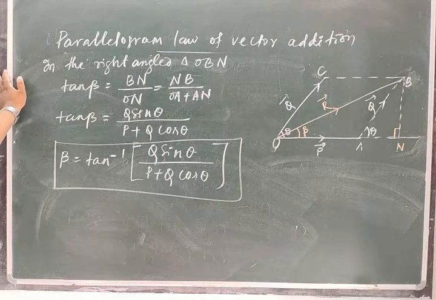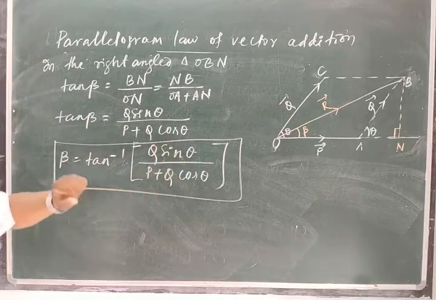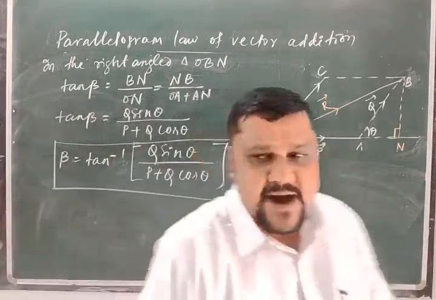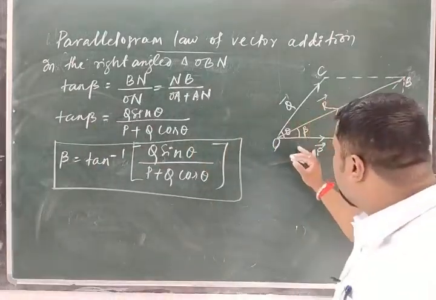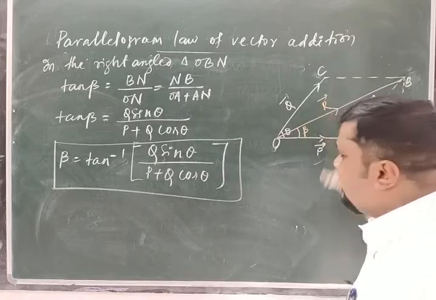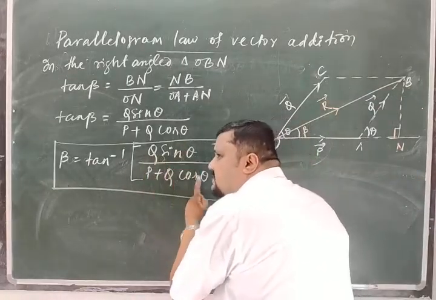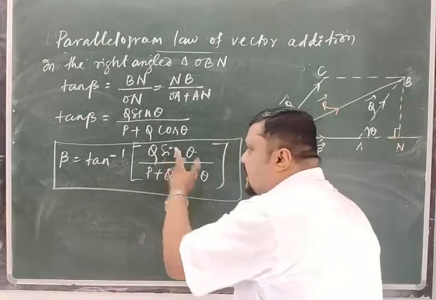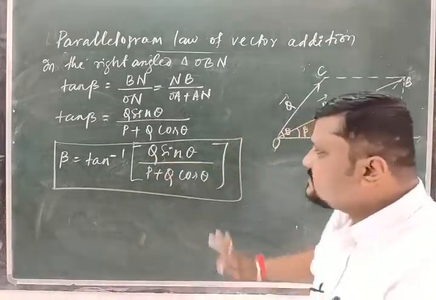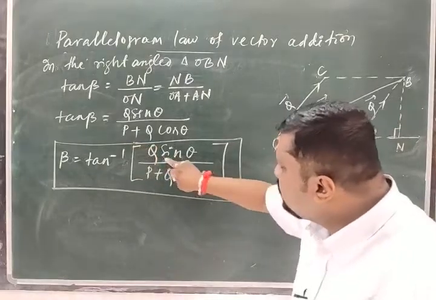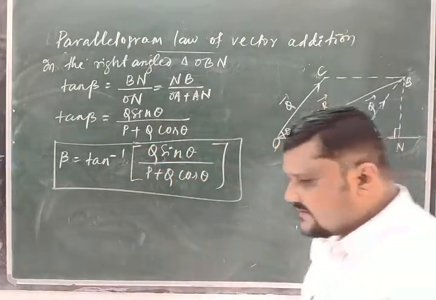And remember, I told you that you should remember the sequence. Here beta is the angle made by R with whom? P. If you take it with P, then it is tan inverse Q sin theta by P plus Q cos theta. It is not like that, so you cannot change this one. So this is the result we got, Q sin theta by P plus Q cos theta.